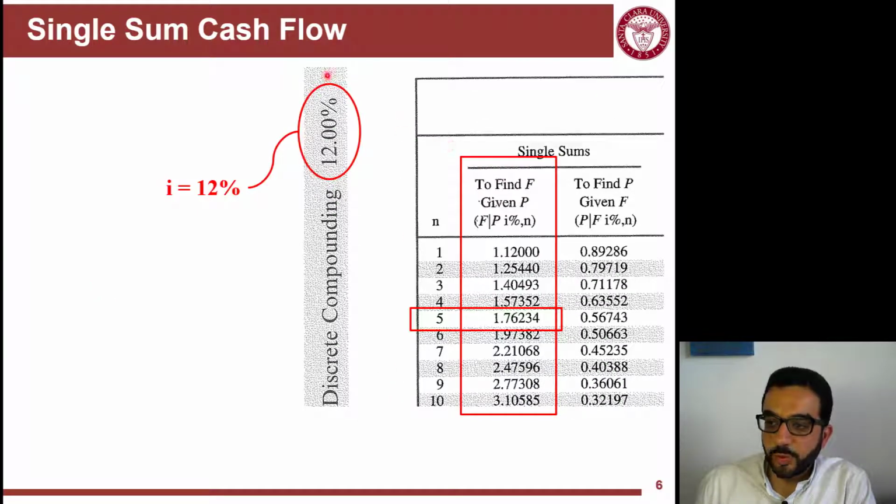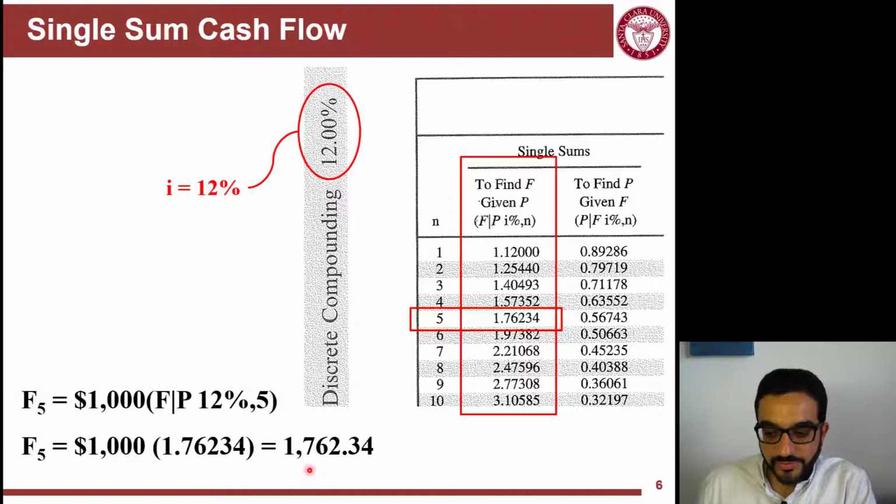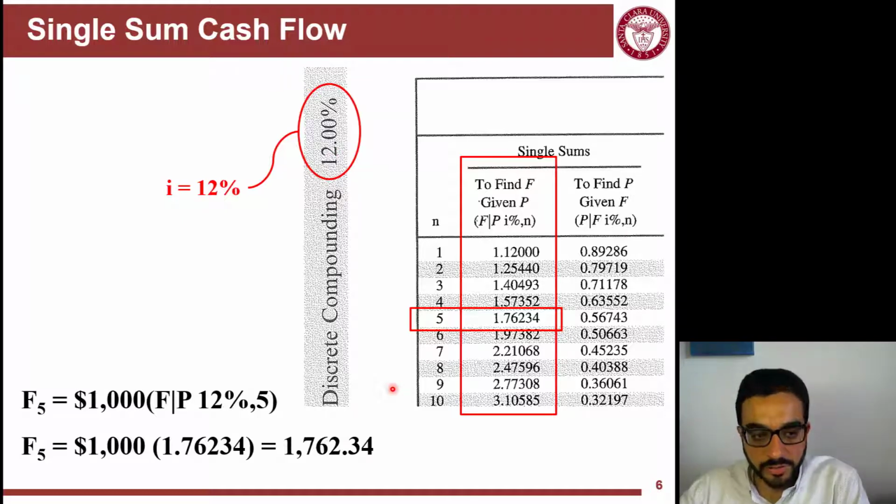So F given P, 12% is the page, F given P is the column, and 5 is the row. So I have here the factor. Remember the value that I told you to kind of remember? That's the one. So here I will get the same answer with this different method using the tables. So I can use the formulas or the tables. So that was an example of using the formulas or tables to calculate the future value of a present value of a single sum.